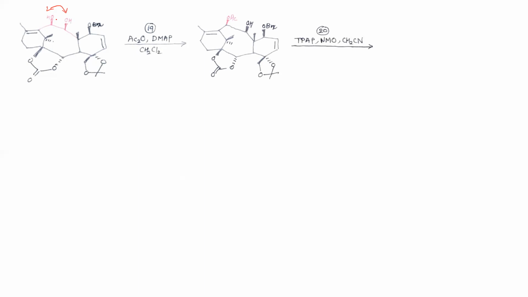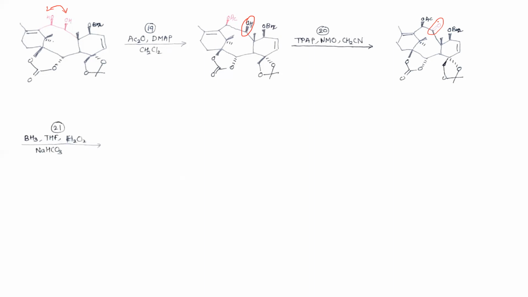Followed by that, again I'm using the same reagent, TPAP, NMO, and CH3CN. If you remember, this is what we are using for mild oxidation. And then mild oxidation of this hydroxyl group will give me the formation of a ketone. So this has been converted into a ketone.